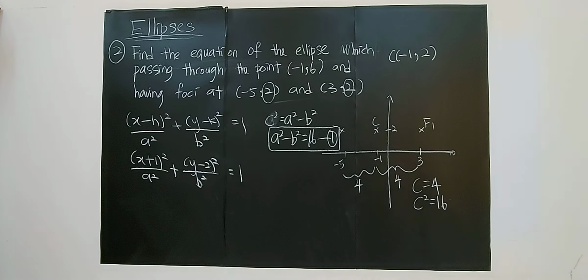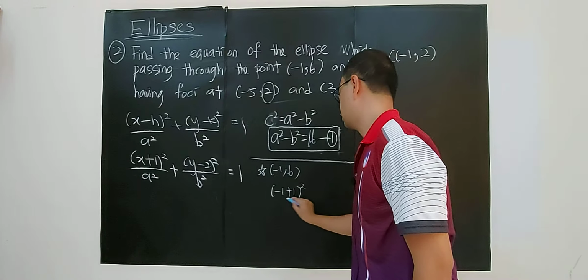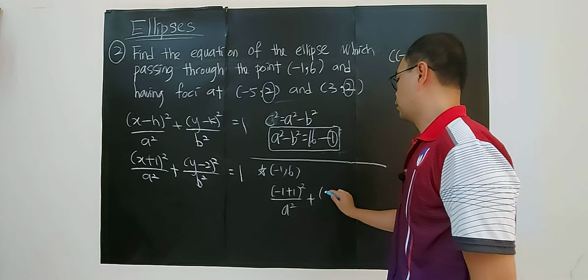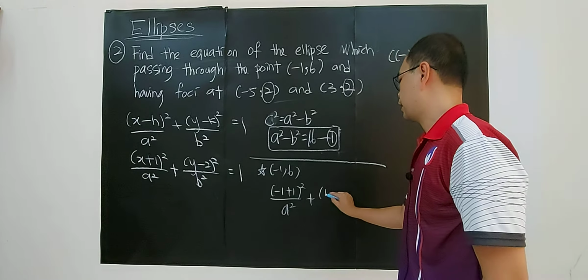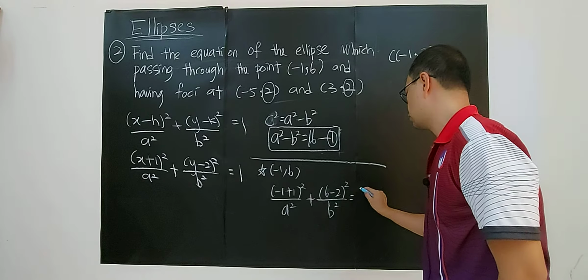So now how do we get another equation that relates a squared and b squared, so that I can solve the simultaneous equations? As you see, the ellipse is passing through this point, which means this point is on the ellipse. So I can substitute the values of x and y into the equation of the ellipse. It's passing through negative 1, 6, so I can substitute (−1 + 1) squared over a squared, plus, your y value here will be 6, (6 − 2) squared over b squared, equals 1, right?